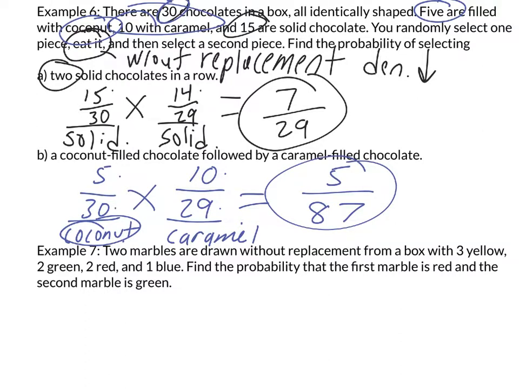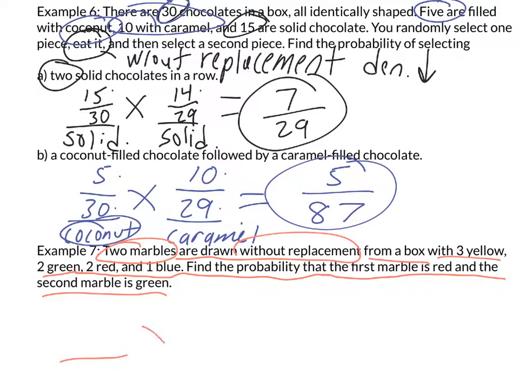And finally, example 7, you can find this also in the extra practice section of my note packet, which I've uploaded in Canvas. It's on the very last page. 2 marbles, already I know we're going to multiply because I'm drawing 2 of something, are drawn without replacement from a box with 3 yellow, 2 green, 2 red, and 1 blue. Find the probability that the first marble is red and the second marble is green. So I'm going to draw 2 underlines since we're drawing 2 marbles. We want the first one to be red, and we want the second marble, which would be the second underline in my picture, to be green.